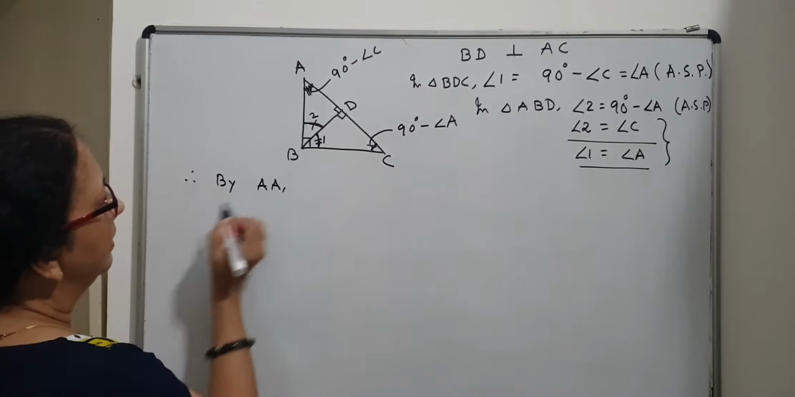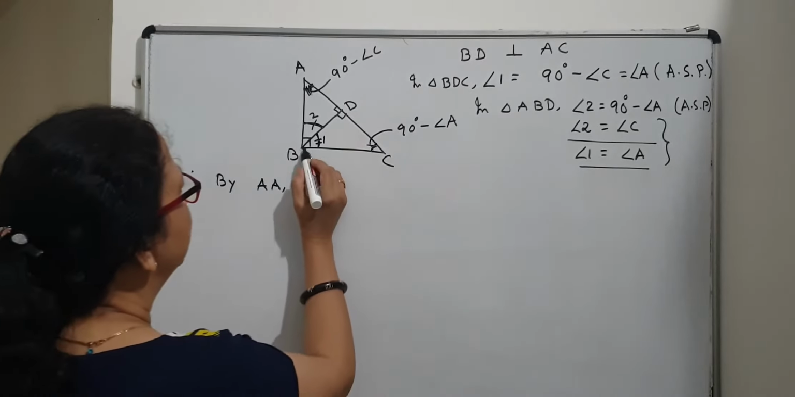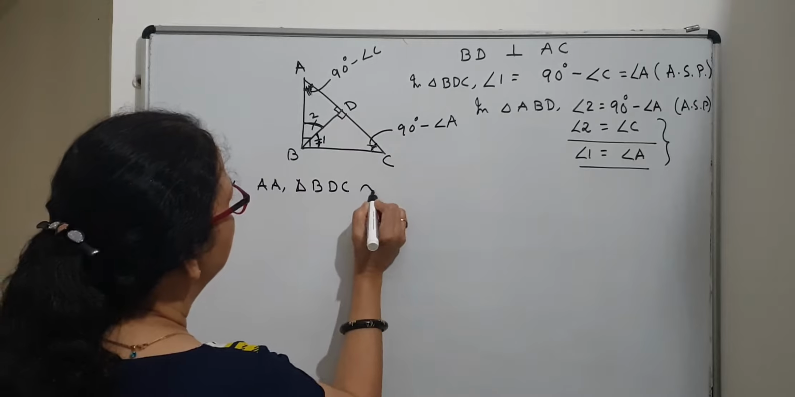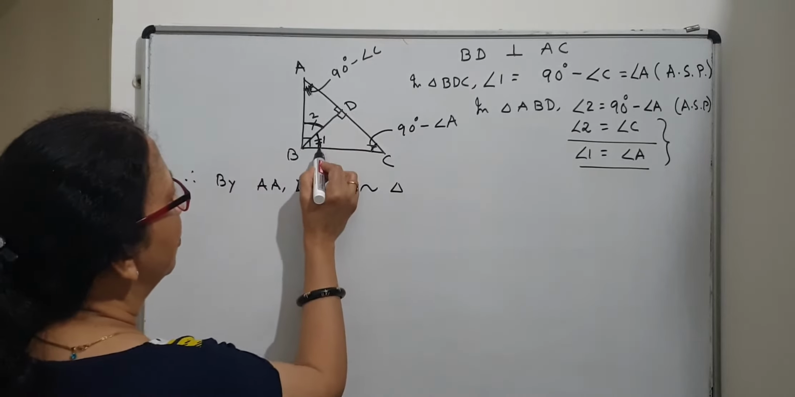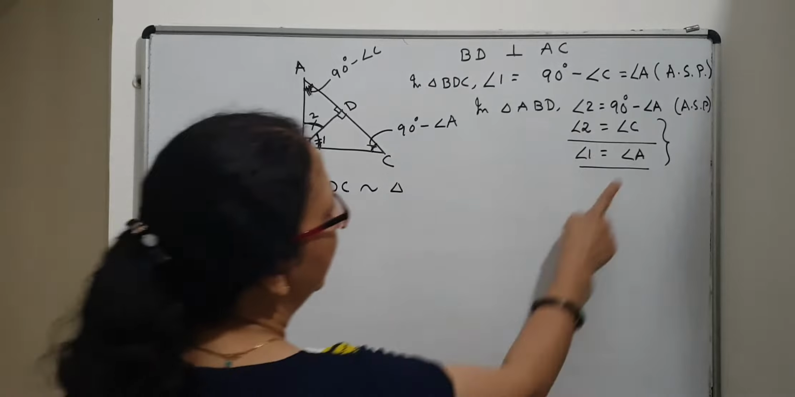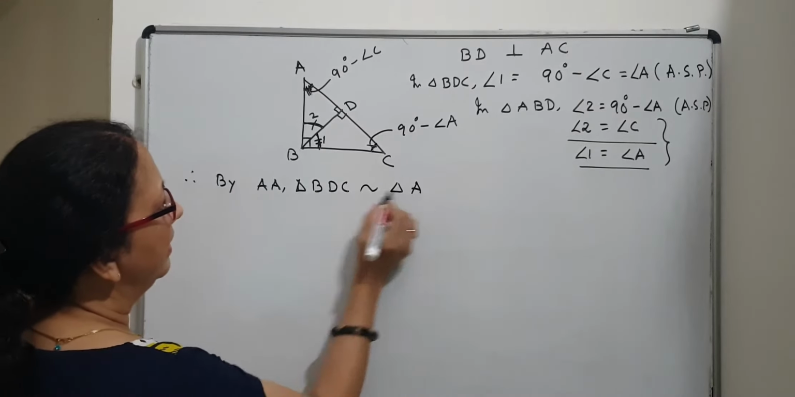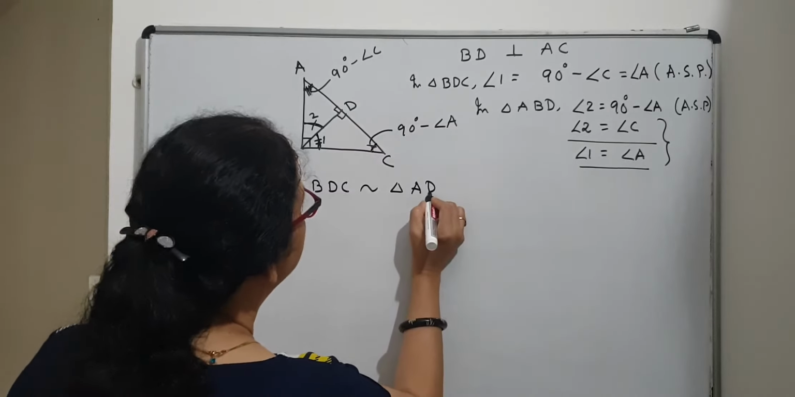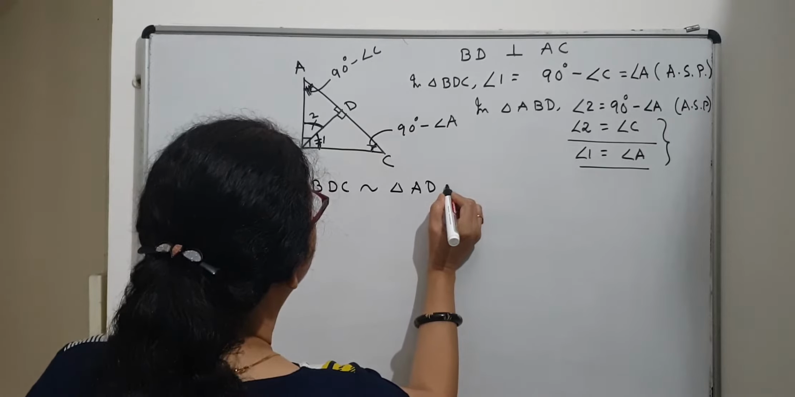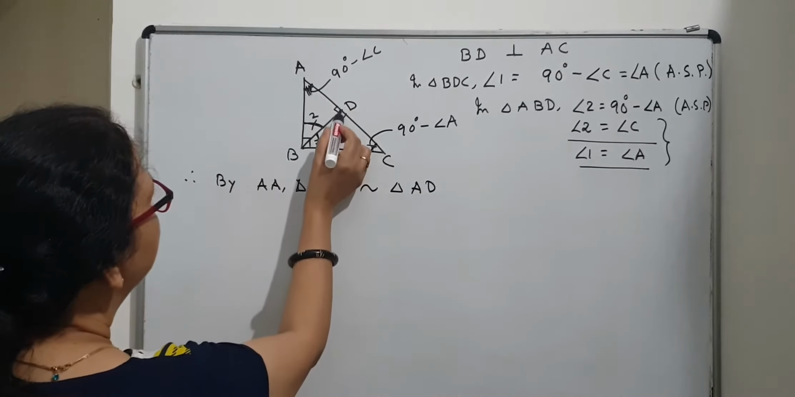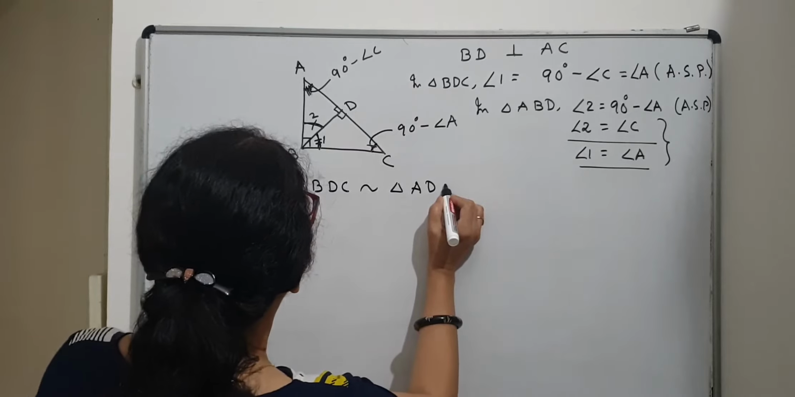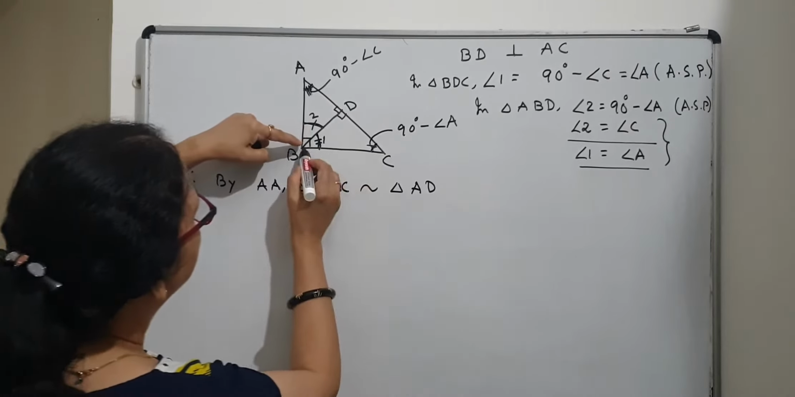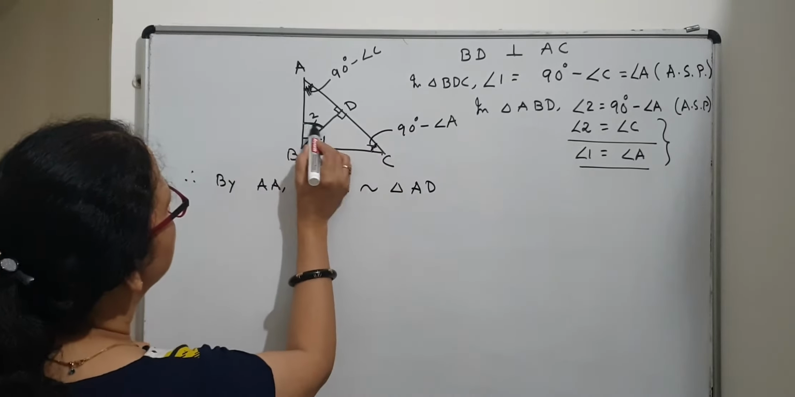AA, I can say that triangle BDC will be similar to, now this B means angle 1 in this triangle, so angle 1 is equal to what? A. So in place of B I will write A, and D is 90 degrees, and in the big one, D is also 90 degrees. This is equal to this, and D is common, and this C is equal to this one, so it will be B.